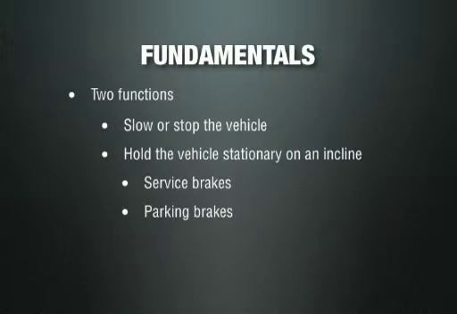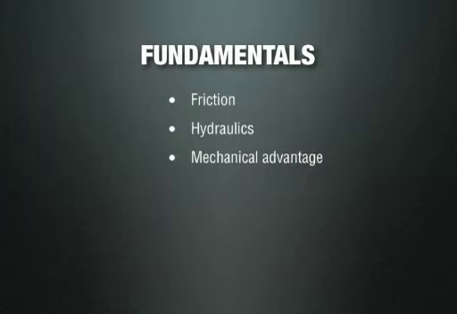An automotive brake system has two functions. It must be able to slow or stop the vehicle, and it must be able to hold the vehicle stationary when placed on an incline. It does this by using service brakes and parking brakes. Now we can apply what we reviewed from the fundamental overview to the entire brake system. Friction, hydraulics, and mechanical advantage are all used within any braking system.